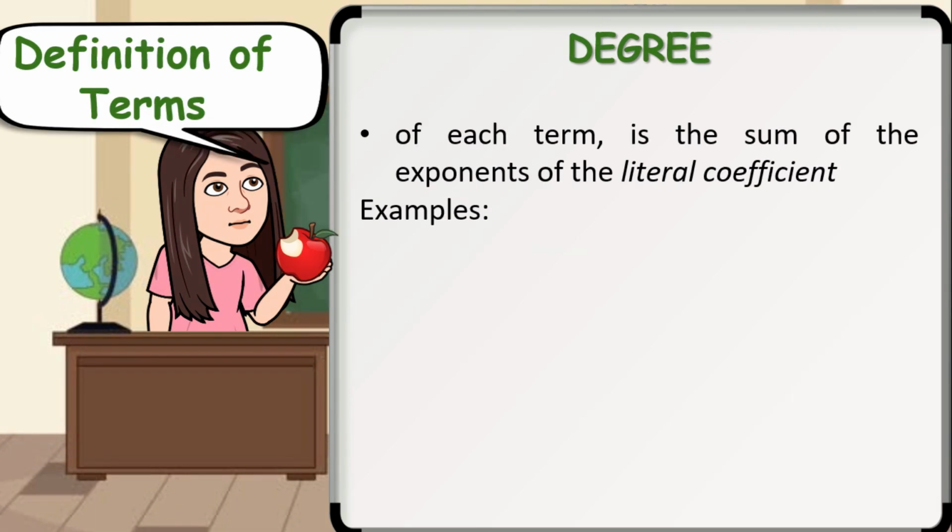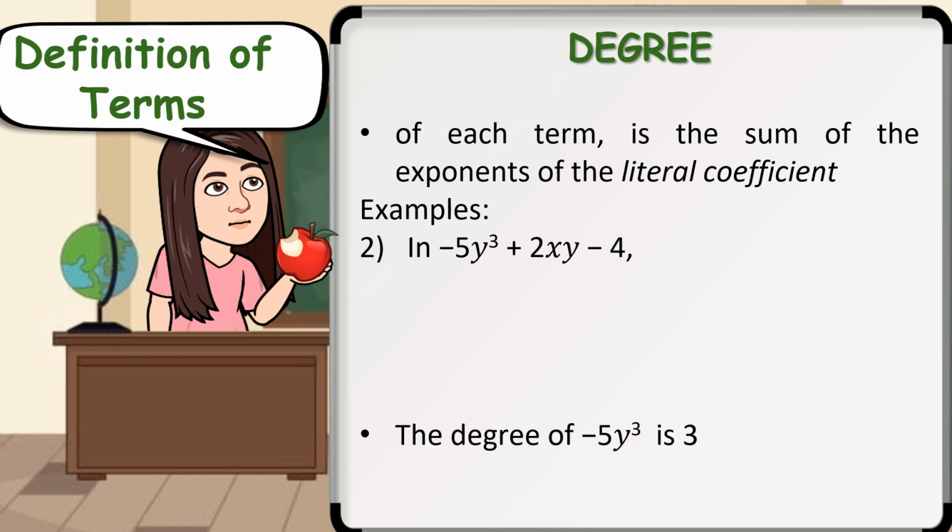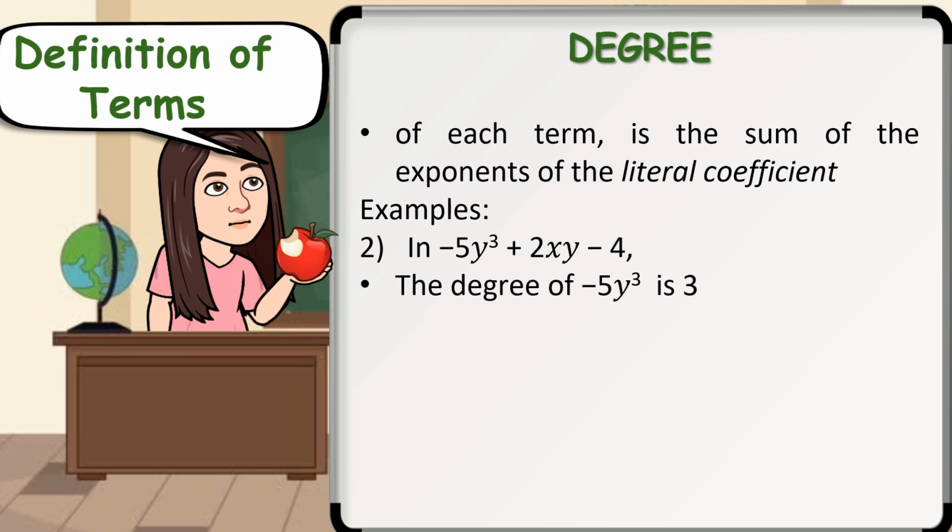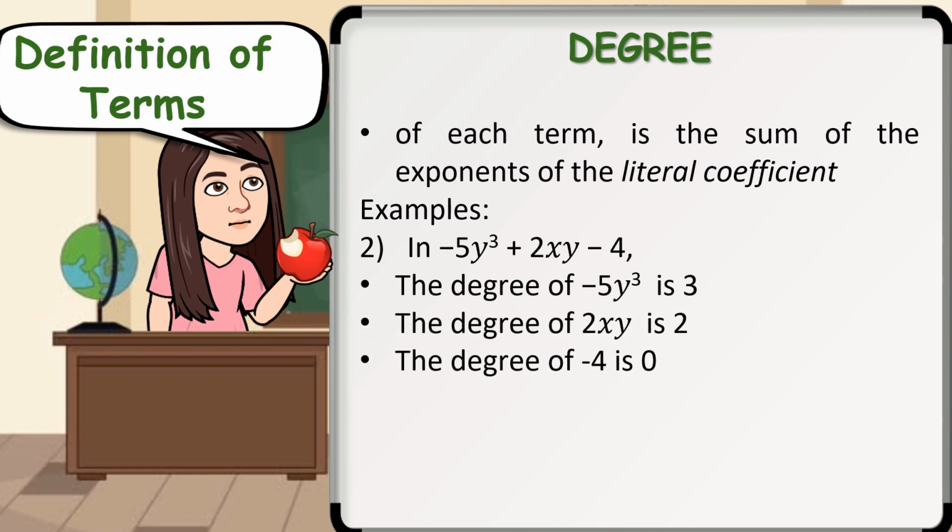Example number 2. In negative 5y cubed plus 2xy minus 4, the degree of negative 5y cubed is 3, since the exponent of the literal coefficient is 3. The degree of 2xy is 2, because the exponent for x is 1, and the exponent for y is also 1. We get the sum, we have 2. The degree of negative 4 is 0.